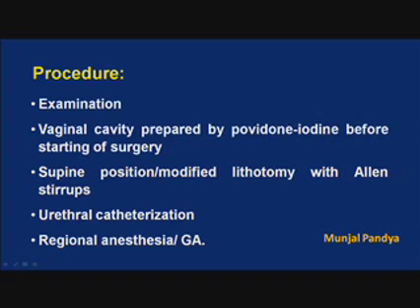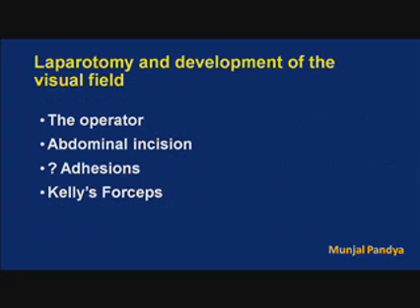The position of the patient can be supine or modified lithotomy with Allen stirrups. Urethral catheterization is preferred, and anesthesia may be regional, as in spinal, or general anesthesia according to the patient. The operator usually stands on the left side of the patient for easier access to the pelvic cavity when it comes to pelvic surgeries.